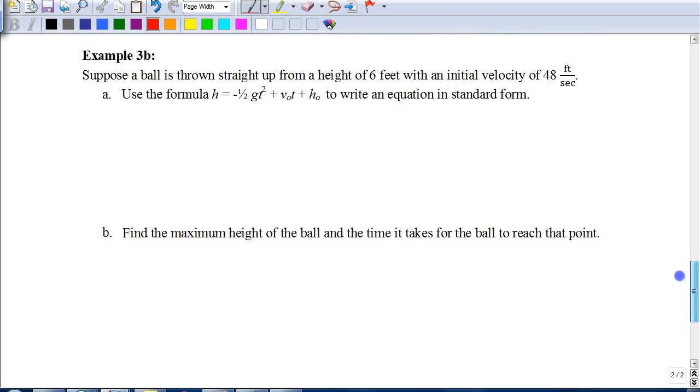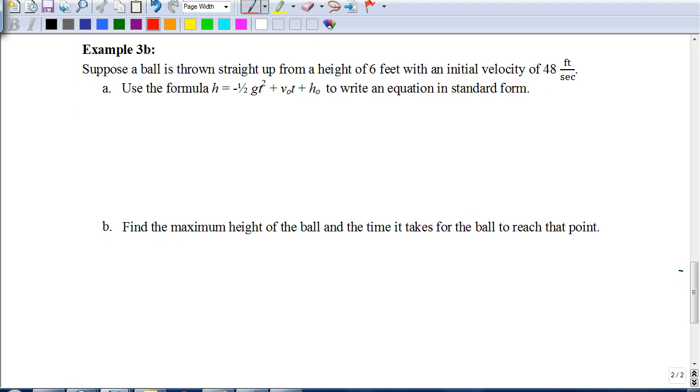Okay, I want you guys to try this last example on your own. So again, pause the video and hit play when you're ready to check your answer. Okay, so let's see how you did. Again, everything here is measured in feet, so it's going to be negative 16 times t squared. Your initial velocity this time is 48 feet per second, so it'll be 48t. Your initial height is 6.